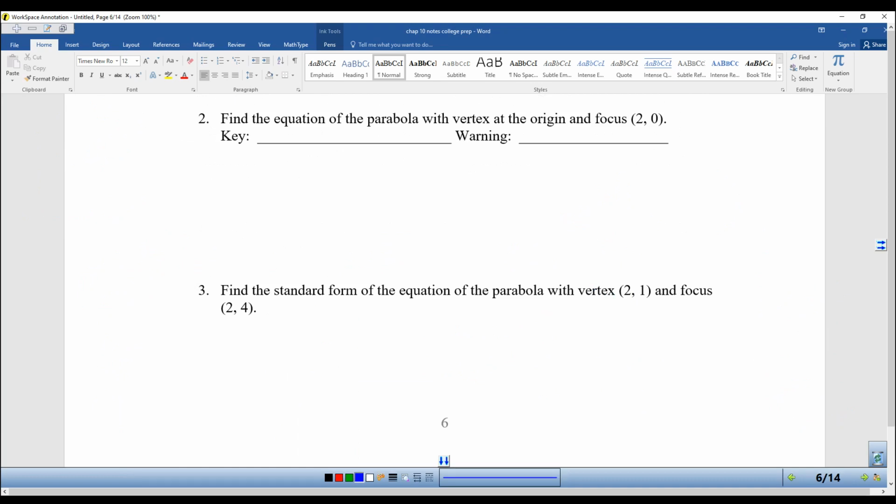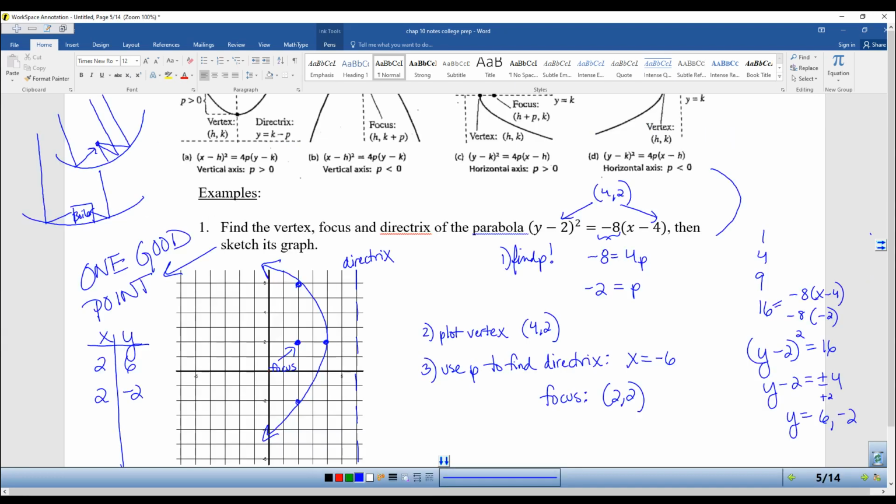So find the equation of a parabola with the vertex at the origin and the focus at 2, 0. The key is to make a sketch. I feel so strongly about this that I'm going to also put a warning on here. There is no partial credit without the sketch. Meaning, if you get an answer, even if it's only off by a tiny little bit, but you haven't bothered to make the sketch, I'm not giving you partial credit for it, because it only takes a second to make the sketch and know which of these 4 equations you want.